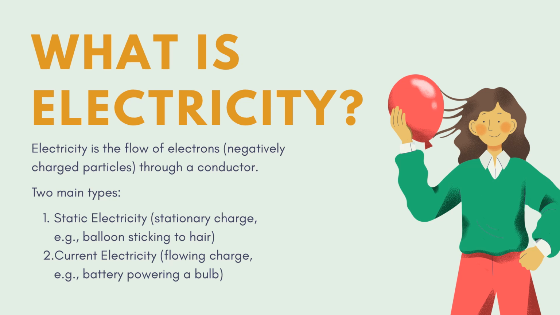There are two main types of electricity. Number 1, static electricity, which is because of stationary charge, like a balloon sticking to a wall. Number 2, current electricity, which is because of the flowing of charge, like a battery powering a bulb.